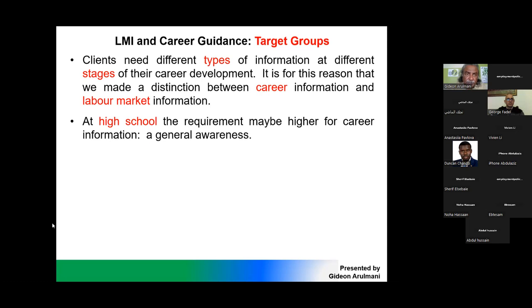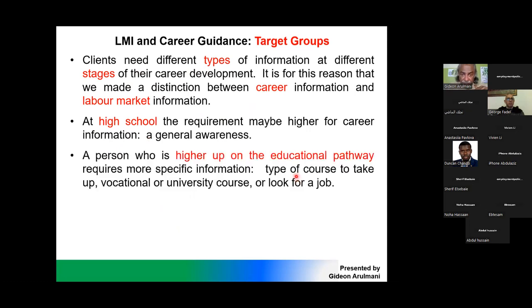I need to go a little quickly now. This point which I mentioned earlier on, clients need different types of information at their different stages in their life. At high school, the requirement may be higher for career information. Who is an engineer, who is a doctor, and our 5 questions which we went through yesterday and the day before yesterday. Someone who's at a higher level in the educational pathway maybe needs the type of course to take, vocational or university, this big question that comes up. Or it could be the person is finishing university, finishing vocational training, and the LMI that she needs is job LMI. So you can see as life goes on, the needs change.